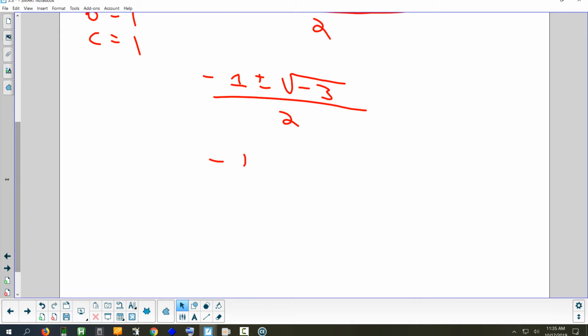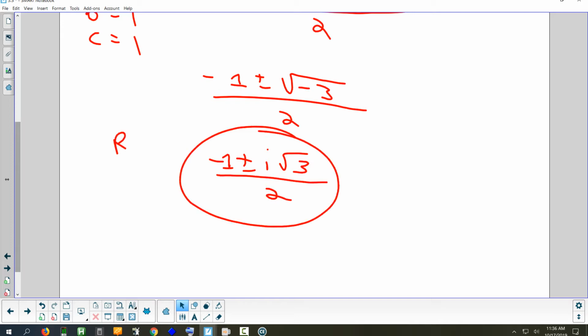So negative 1 plus, oops, I don't know why I wrote plus or minus twice. Plus or minus, what's the square root of negative 3? Yep. That would be the square root of negative 9. I square root 3. Yes. I square root 3 over 2. Those are your roots.